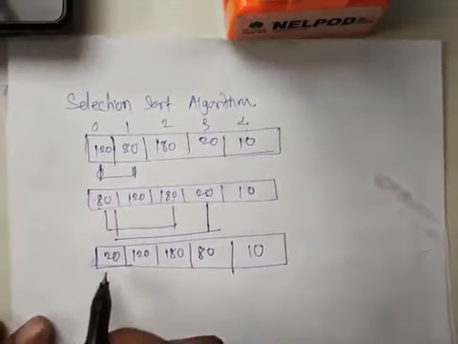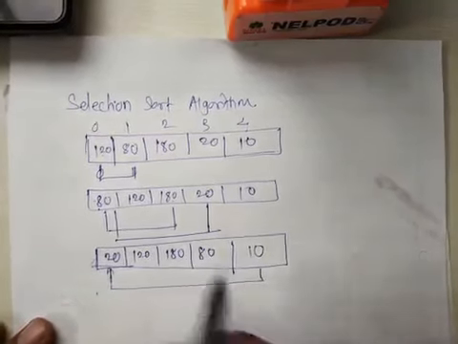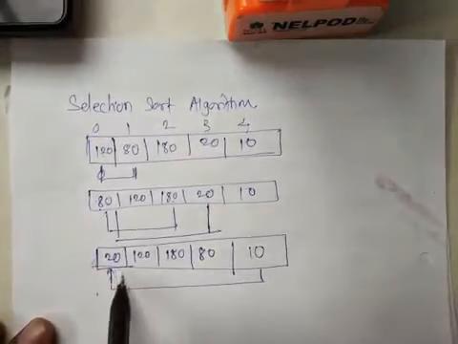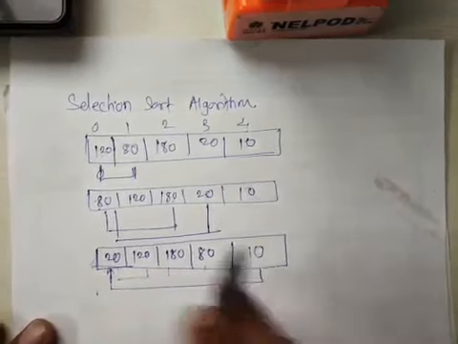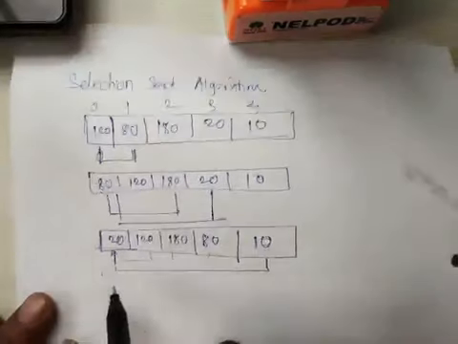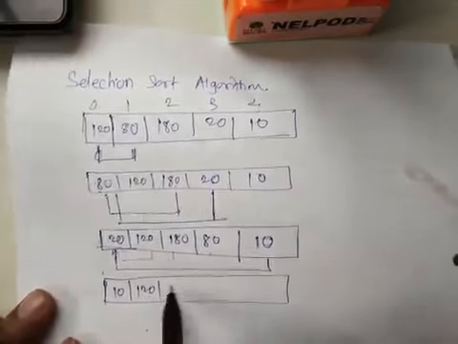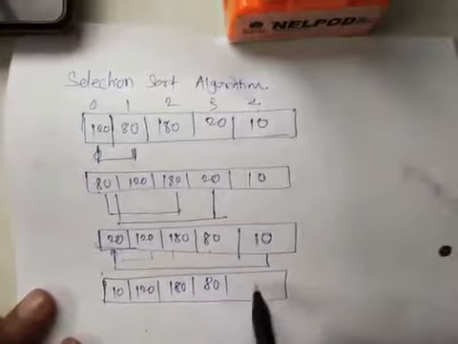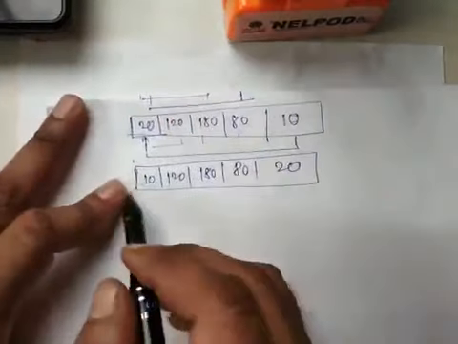Then whatever element we have at the 0th index will be compared with the next elements: 120, then 180, then 80, and then 10. We find that 10 is less than 20, so 10 will swap with 20. So we get 120, 180, 80, and here comes your 20. In this way, we find the smallest element from this array.